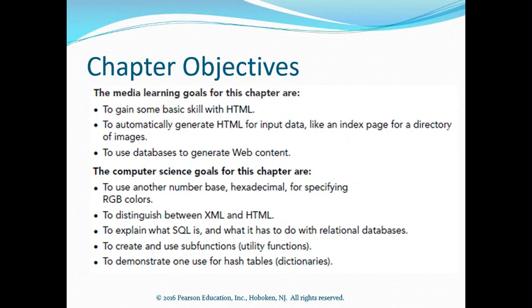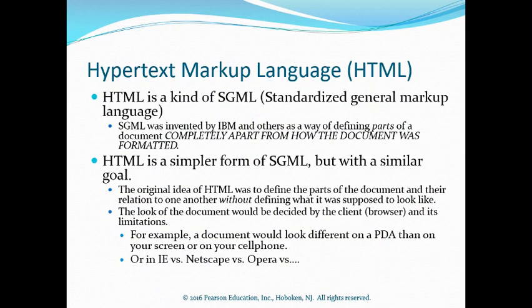The computer science goals for this chapter are to use another number base, hexadecimal, for specifying red, green, and blue colors, to distinguish between XML and HTML, to explain what SQL is, what it has to do with relational databases, to create and use sub-functions, utility functions, and to demonstrate one use for hash tables, dictionaries.